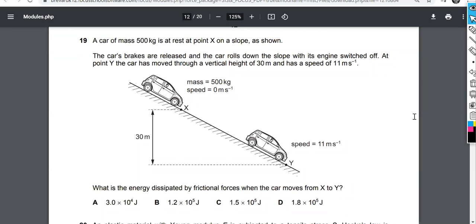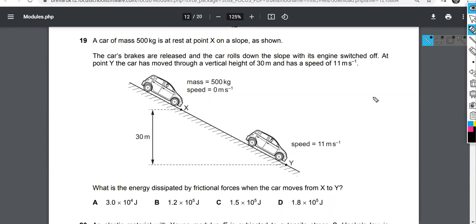The car's brakes are released and the car rolls down the slope with its engine switched off. At point Y, the car has moved through a vertical height of 30 meters and has a speed of 11 meters per second. What is the energy dissipated by frictional forces when the car moves from X to Y?